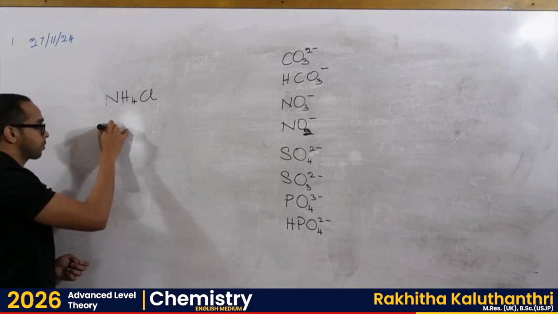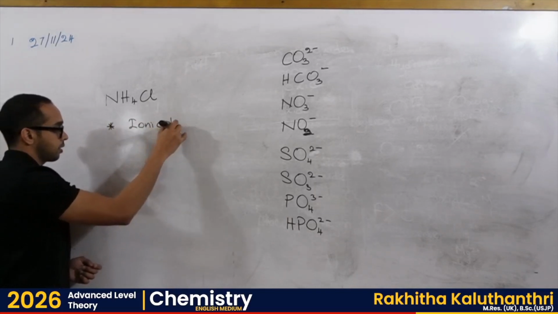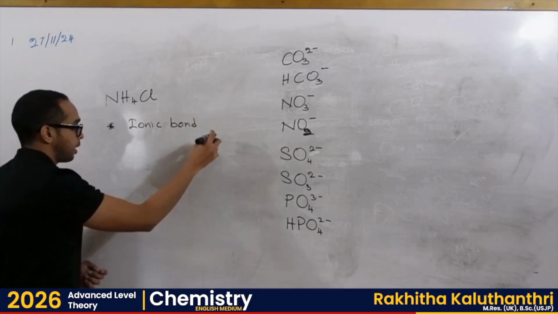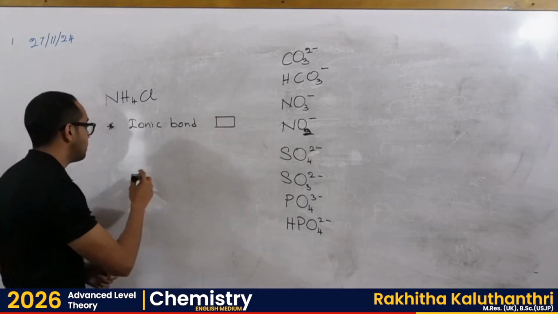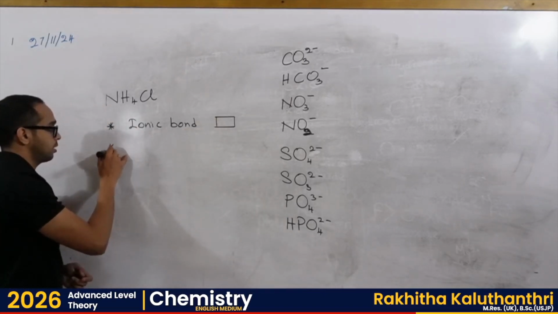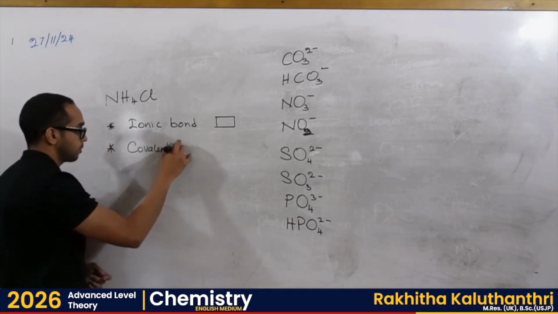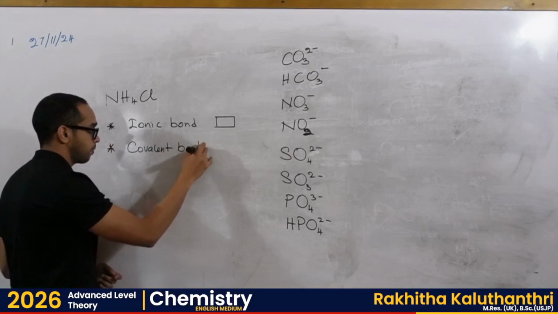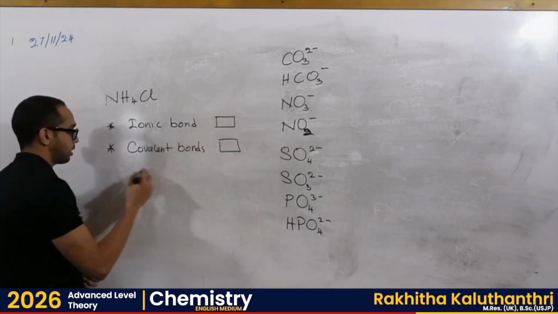First one, ionic bond. If you think it has an ionic bond, please add a tick there. And then covalent bonds. If you have covalent bonds here, you can add a tick.